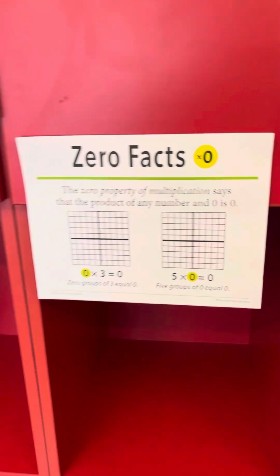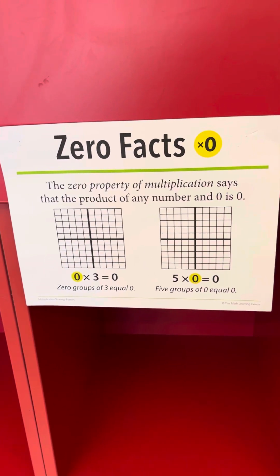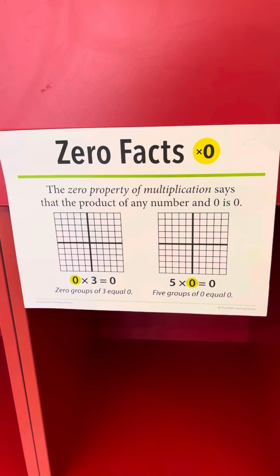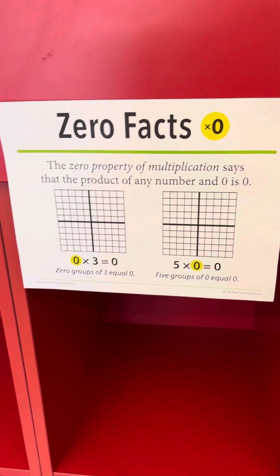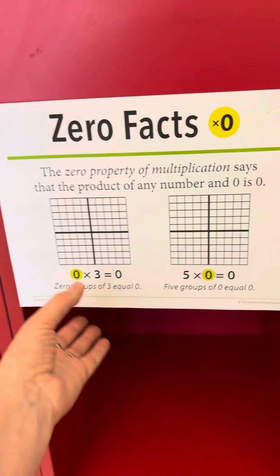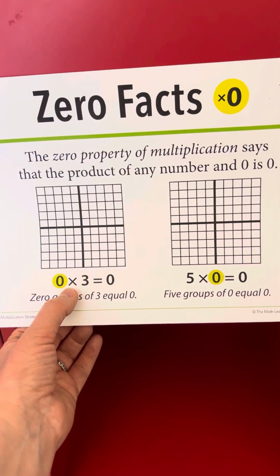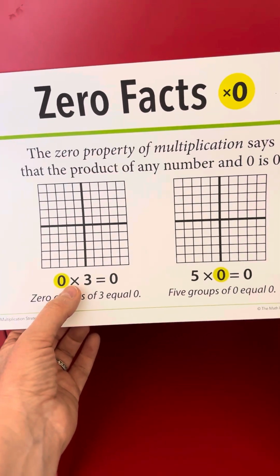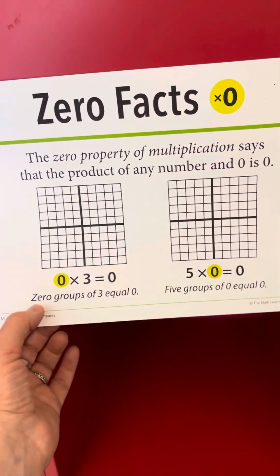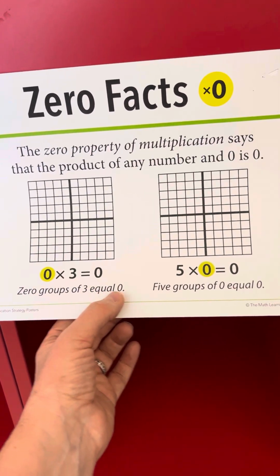Let's first have a look at zero facts. The zero property of multiplication says that the product of any number and zero is zero. And if you can remind yourself continually over and over that this symbol, the multiplication X, stands for the words groups of. Well, 0 groups of 3 is 0 because there are no groups of 3. 0 groups of 3 equals 0.